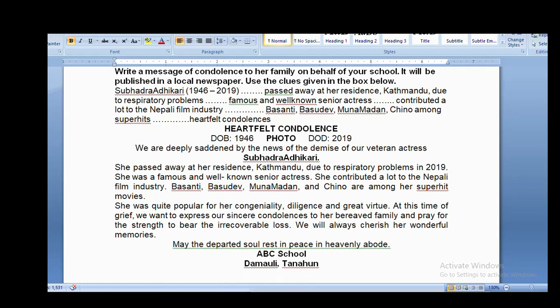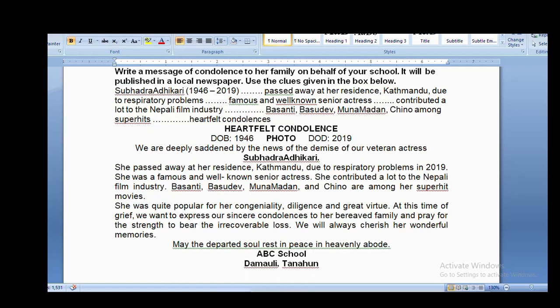So before writing, while writing condolence, you should follow this pattern. So at the top, heartfelt condolence, and you should mention date of birth, and at the center, photo and date of death, 2019. We are deeply saddened by the news of the demise of our veteran actress Subhadra Adhikari. She passed away at her residence Kathmandu due to respiratory problems in 2019.